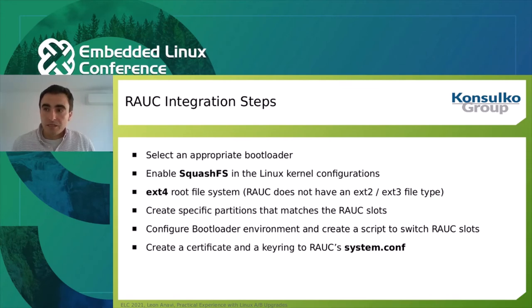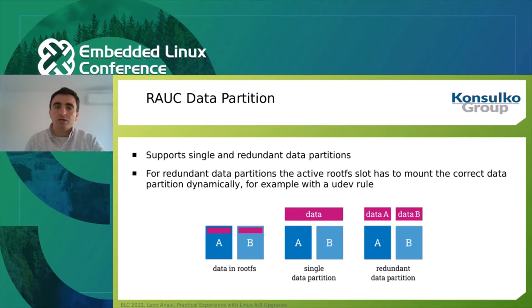And the next step is actually the most important and tricky step, because we need to configure the bootloader environment and create a script to switch between the RAUC slots, to switch between the A and the B slot when there is an update which has been applied. Last but not least, another important step is to create a certificate and a keyring in the RAUC system conf file to verify the updates. Security is a very essential part of RAUC, and because of this, we need these certificates and keyrings described. Now let's have a look at the RAUC data partition.